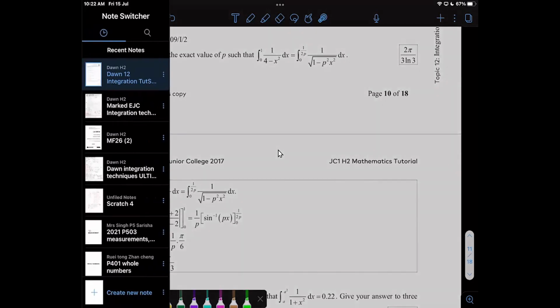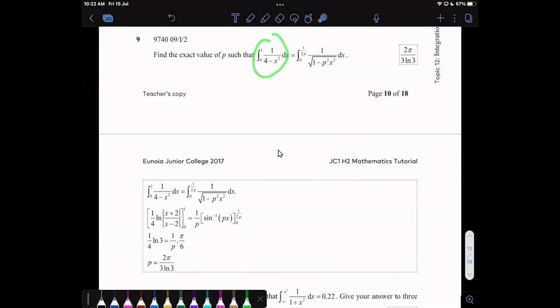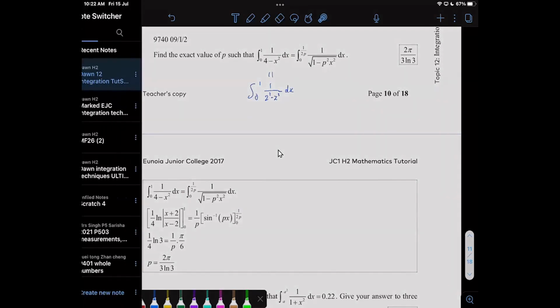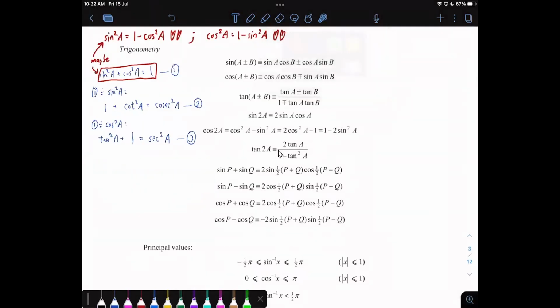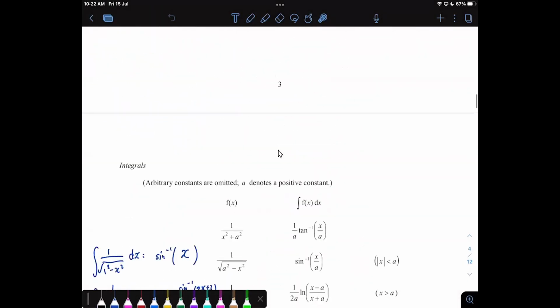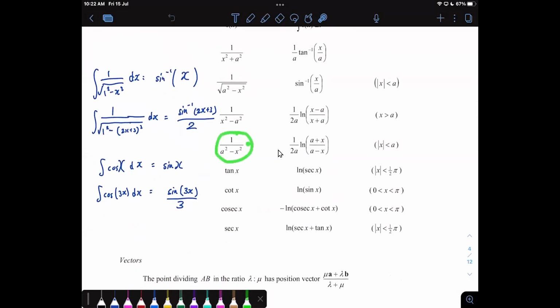Let's take a look. Here, when you integrate this 1/4 minus x squared, I'll go through the solution first before I look at your version of the solution. Okay, 1/4 minus x squared is actually the same as the integral from 0 to 1 of 1/2 squared minus x squared dx. So it's a squared minus x squared. Then if you look at the MF26, 1 over a squared minus x squared is actually just 1 over 2a. Right, there's actually an extra 2 here, which is quite weird.